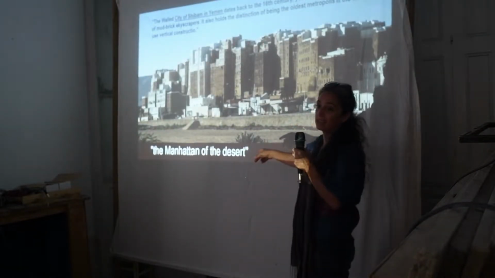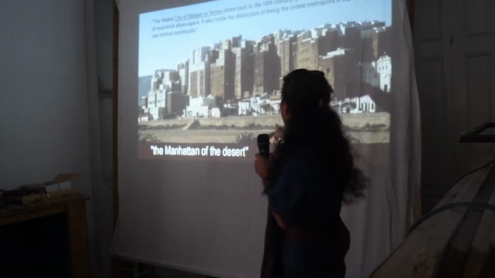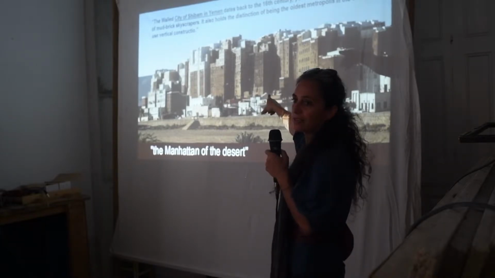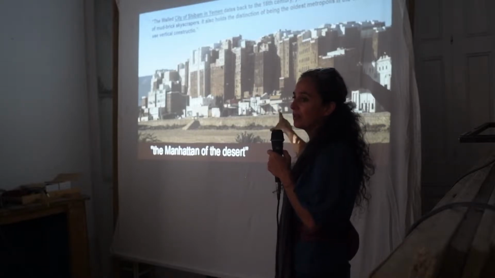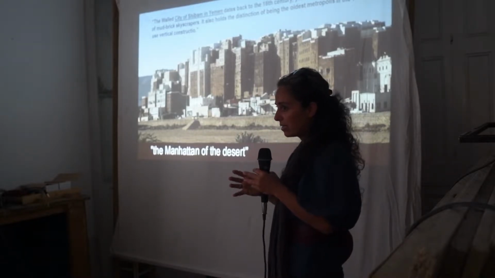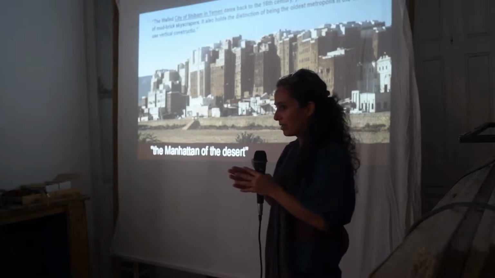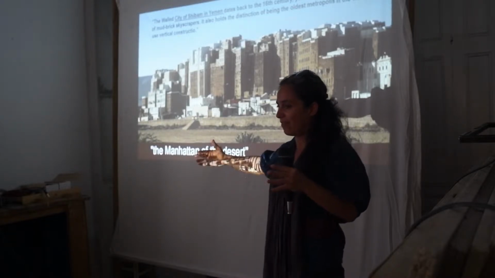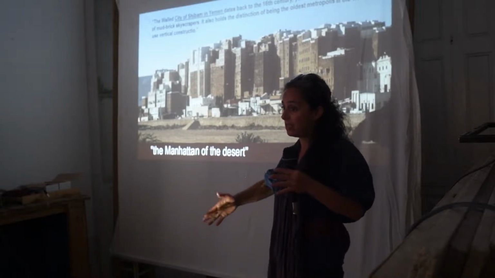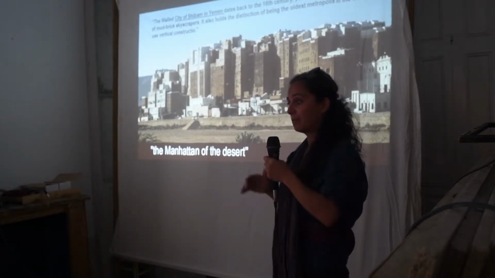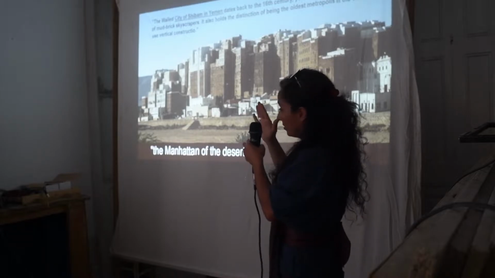Here is the Manhattan of the desert, and you can see how high they can go. Okay, so this is adobe construction. It's bricks, and they go on. What that means is you have very big walls at the base, and then it goes thinner up. That's why they also go like this.